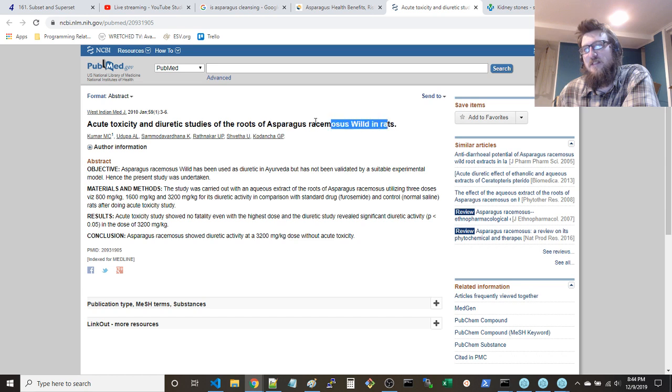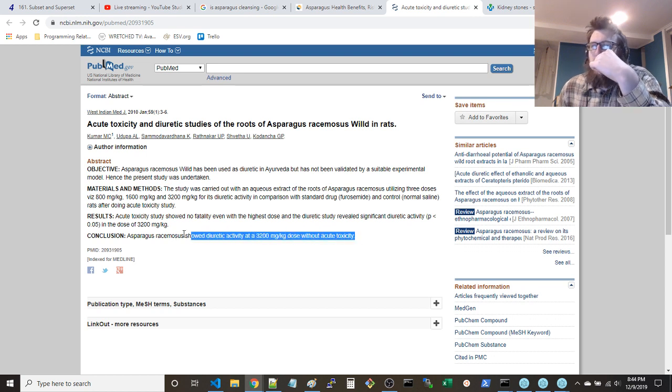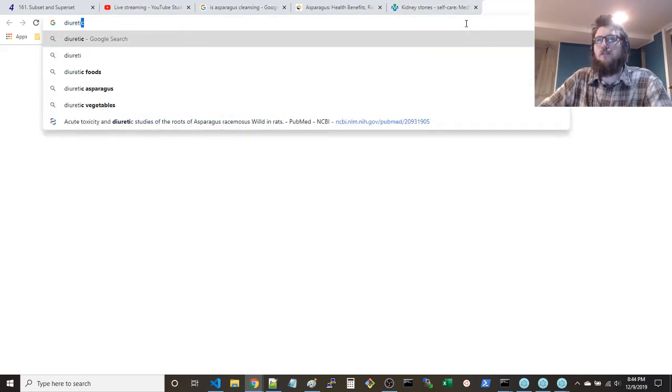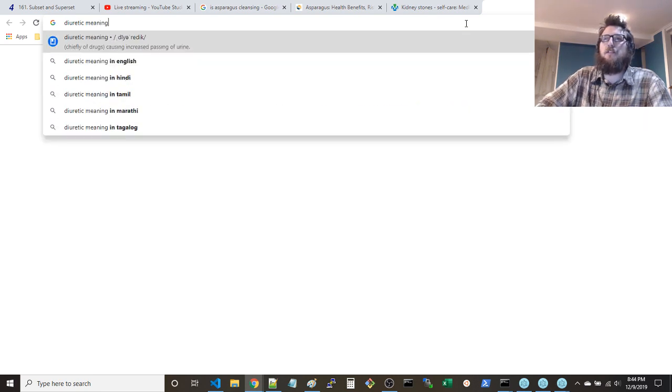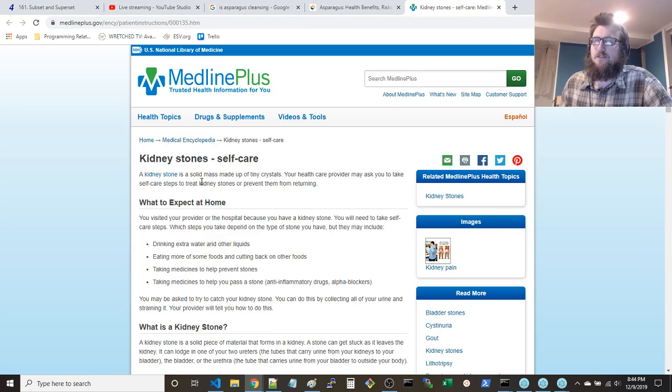Toxicity and diuretic studies, the roots. Wild in rats. Used in diuretic, validated, suitable. Utilizing 3 doses, diuretic activity, results no fatality even with the highest dose of significant diuretic activity. Dose, so showed diuretic activity without acute toxicity. Nice. What does diuretic mean? Diuretic meaning? Half the words I was reading on that I wasn't sure of. Causing increased passing of urine. Okay. I suppose that's good.